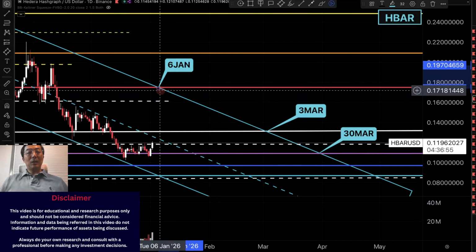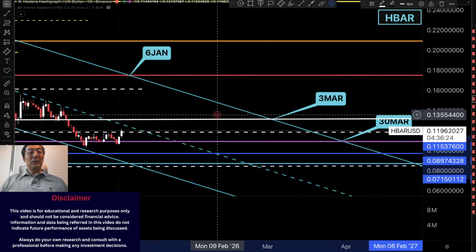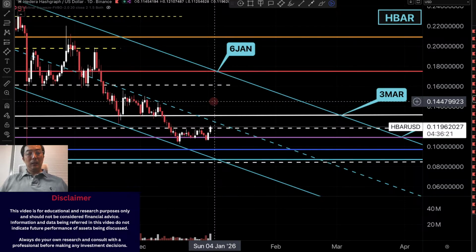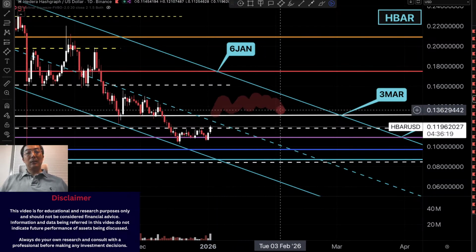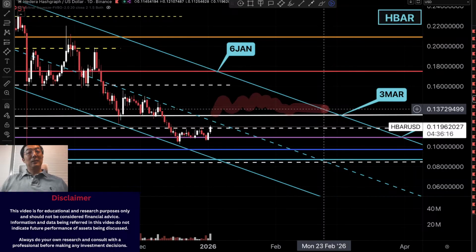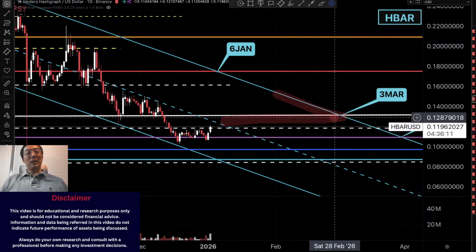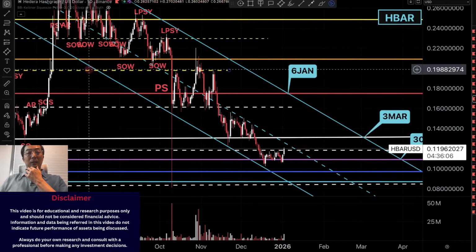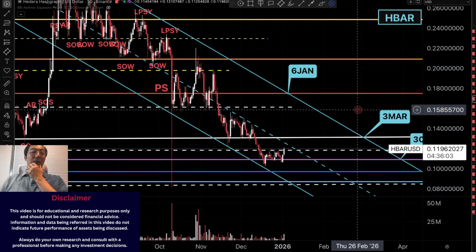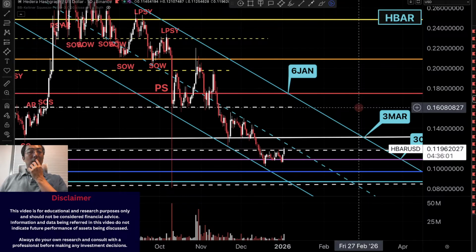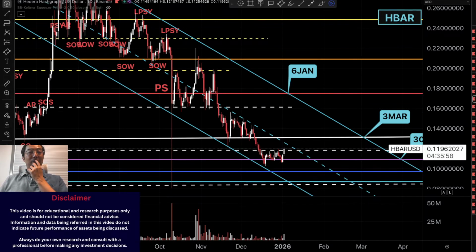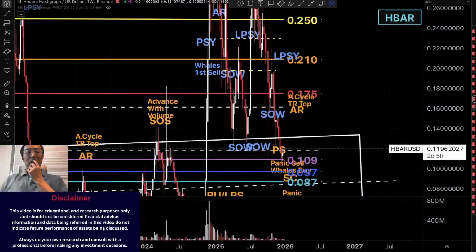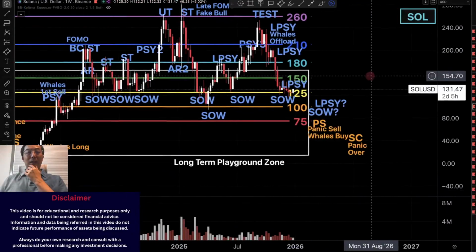today, then the chance for it to go above this white solid line at around 13 cents becomes a possibility. And if that happens, then by end of February, near beginning of March, there is a chance that we see Hedera finally getting outside of the downtrend. Okay, it started somewhere in July, and after almost half a year, seemingly it's getting there. Next on the queue is Solana.